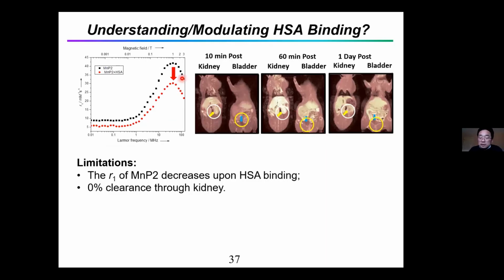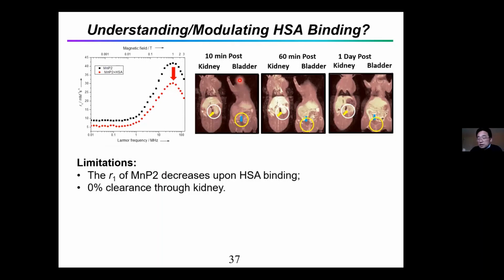The disadvantage, if I may, for this dimer manganese-porphyrin is that upon binding to HSA, the relaxivity actually drops significantly, and this is very different from gadolinium agents. We still don't know why this happens. On the other side, if you want to optimize it, we feel the retention time in the vascular system is too long, because once you finish the imaging, you still want these agents to be excreted.